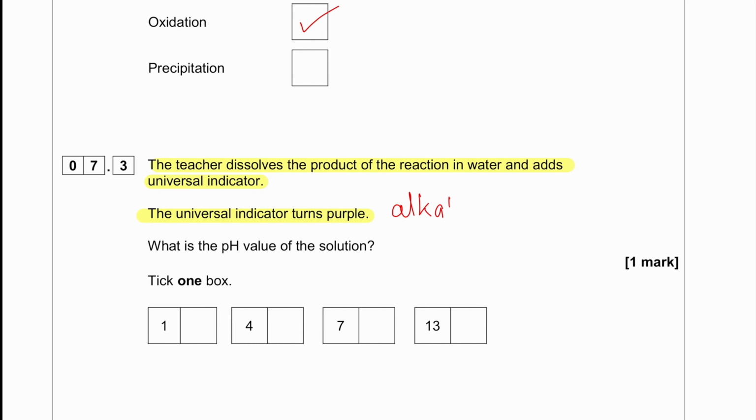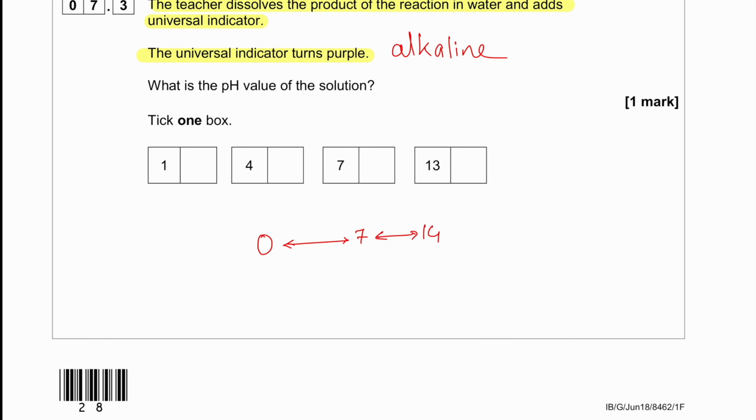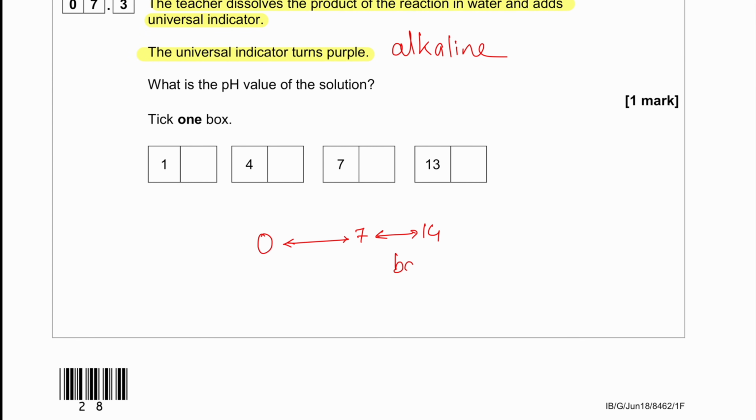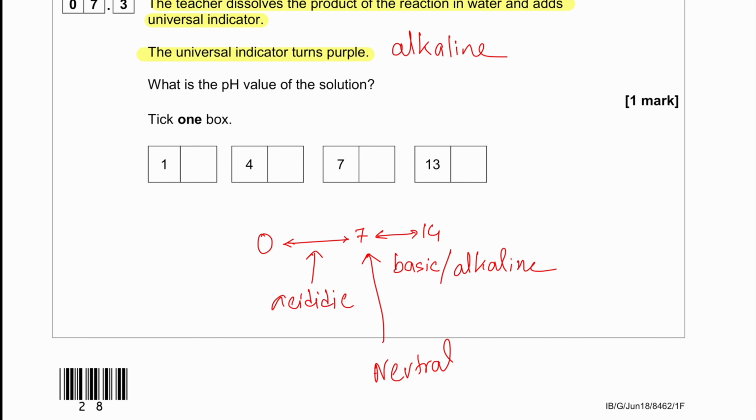Remember, from 0 up until 7 is acidic. 7 is neutral, and from 7 to 14 is basic or alkaline. The exact point of 7 is neutral. So what is the pH of the solution? It cannot be 1, it cannot be 4, and 7 is neutral, so it can only be 13.